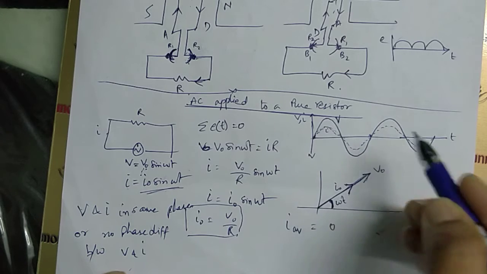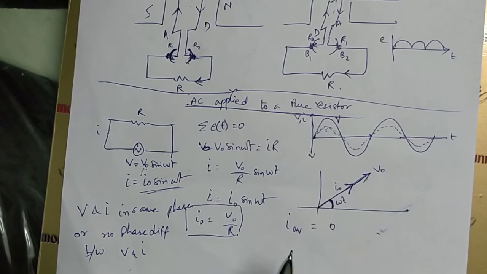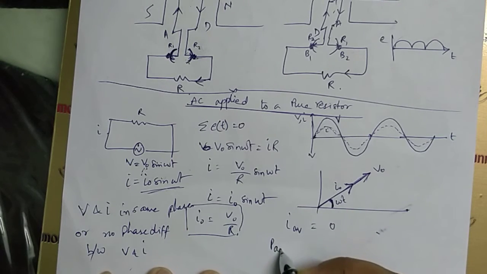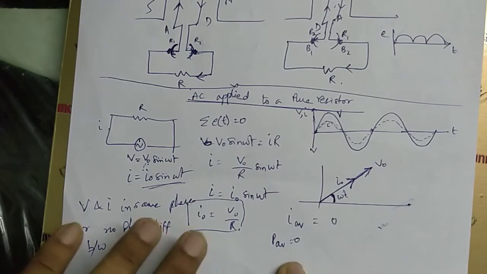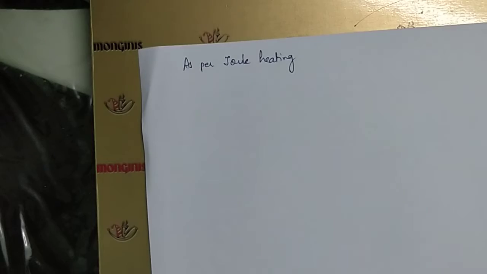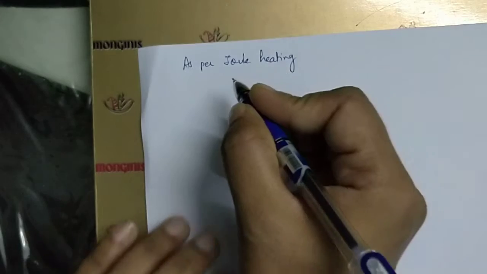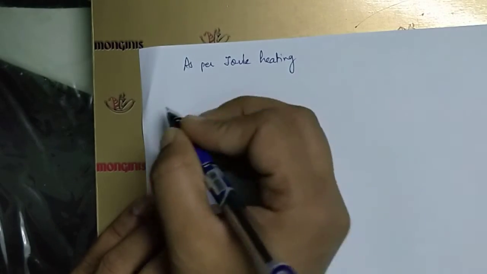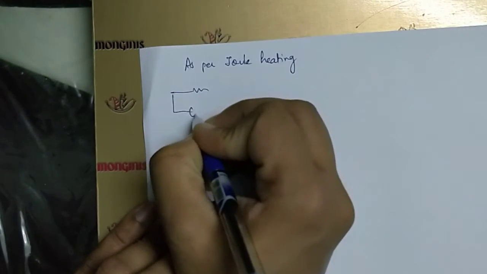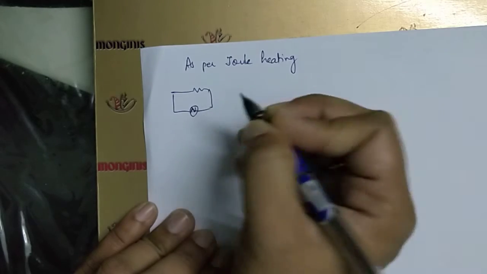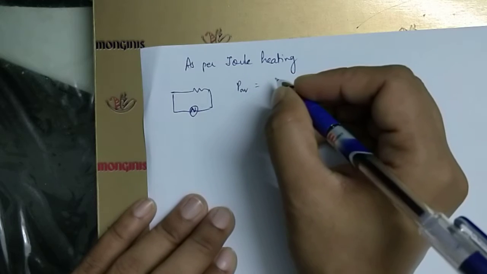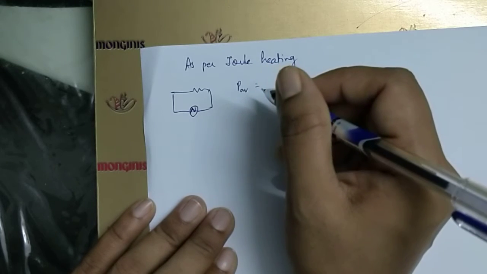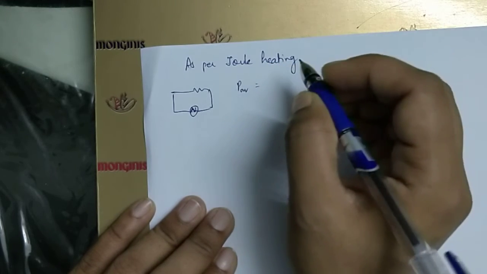Same way, for one complete cycle, the average value of voltage will also be 0. But the average power is not 0. So when you find the average power, you will not get 0. Now, as per Joule's heating, in the case of a resistor connected to an AC source, if we have to find the average power, there will obviously be heating whichever direction the current flows.